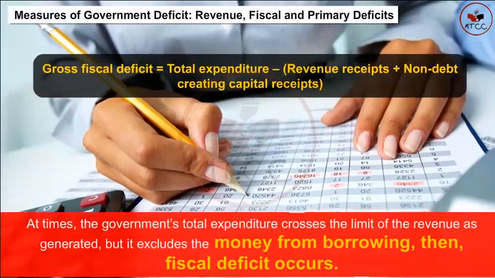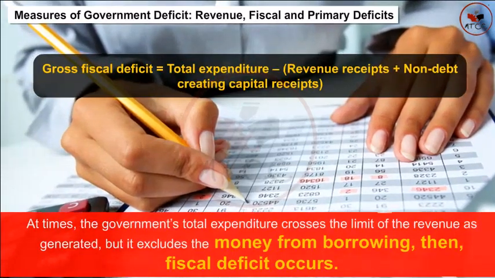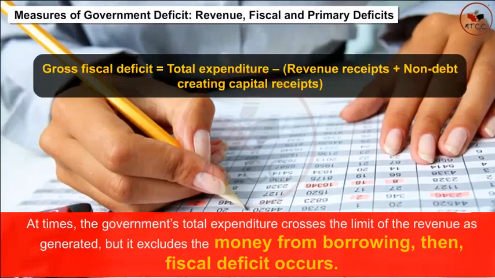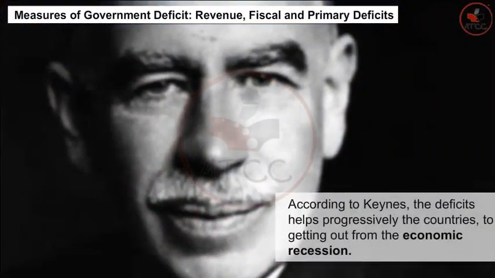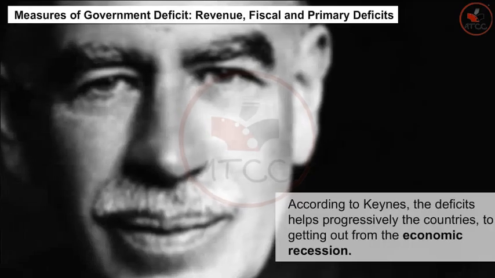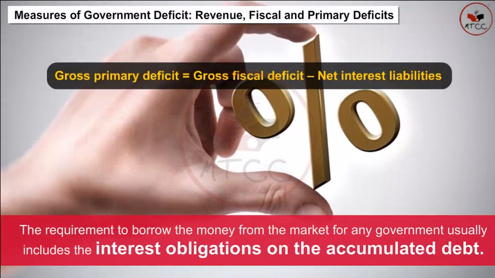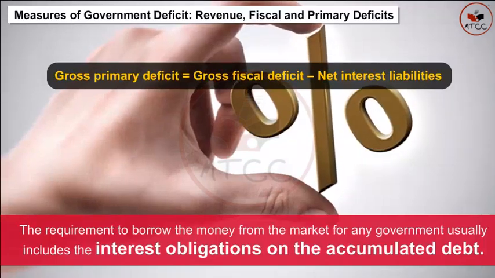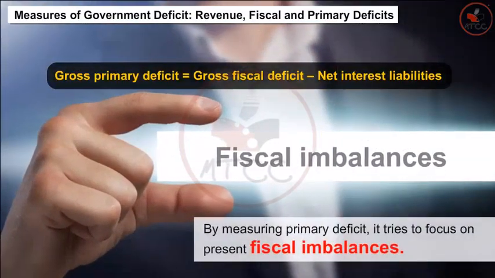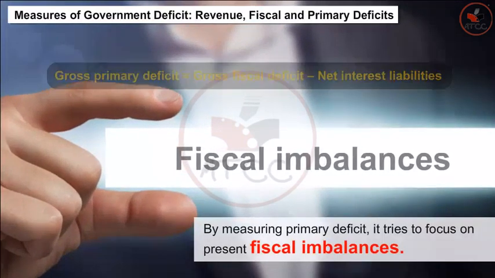At times, the government's total expenditure crosses the limit of the revenue generated, excluding the money from borrowing. Then fiscal deficit occurs. According to Keynes, deficits help countries progressively get out of economic recession. The requirement to borrow money from the market usually includes interest obligations on the accumulated debt. Thus, by measuring primary deficit, it tries to focus on present fiscal imbalances.